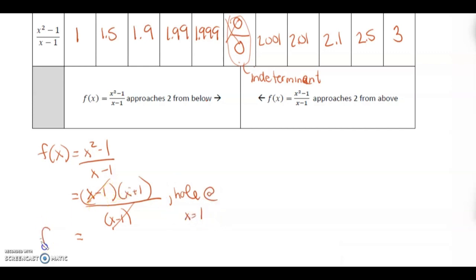Okay, and then our f at x is going to simply be a line. This is x plus 1. So we went from a rational function, and after simplifying, we realized that this is just a line with a hole in it.